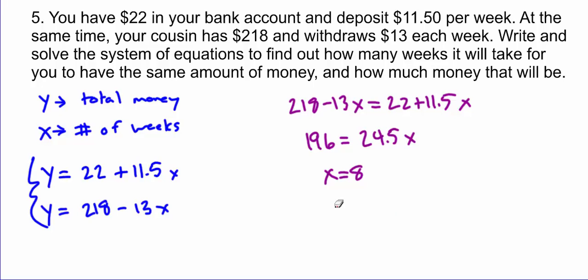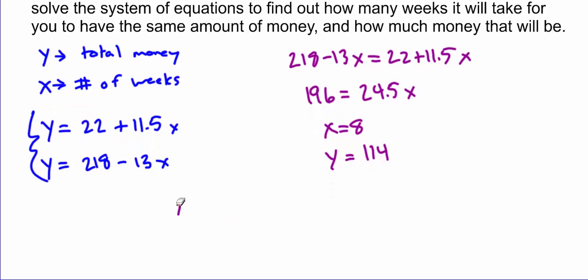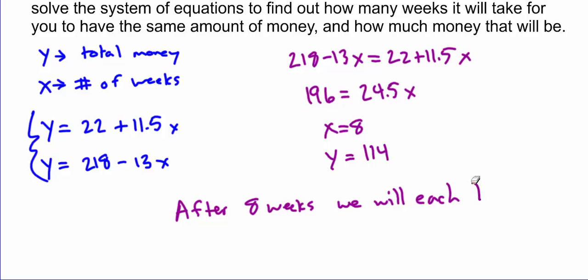And so it's only going to take us 8 weeks, and when you plug in x equal to 8 to either of these equations, you get y equal to 114. So we've got to put some meaning to this, right? So after 8 weeks, we will each have $114. And then after that, I'm going to have more money than my cousin.